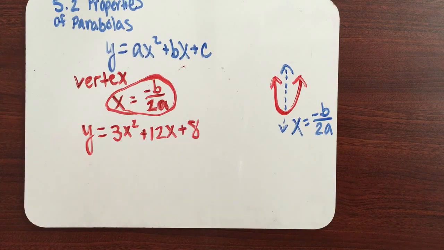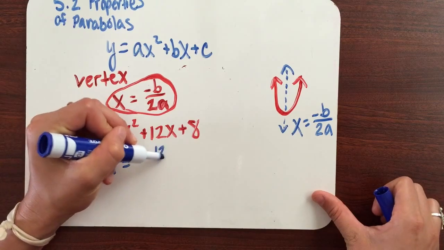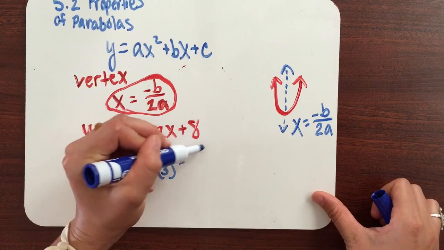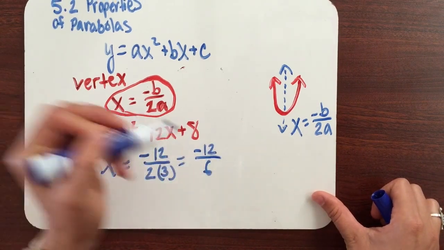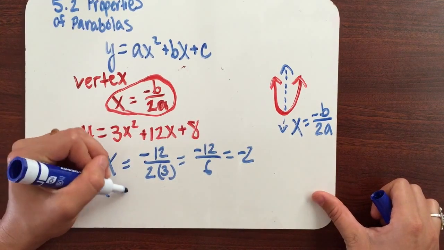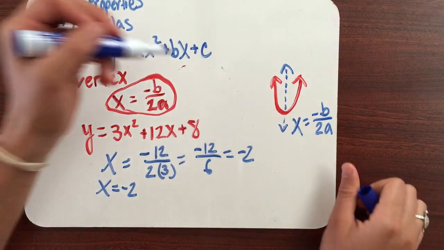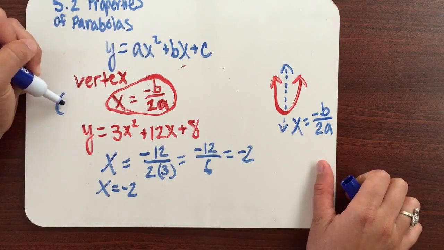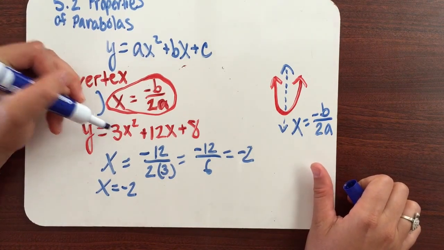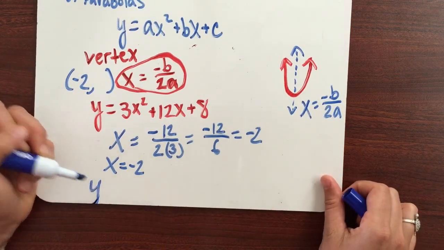Okay, so we're going to plug that in, and we're going to get x equals negative b, so negative 12, over 2 times a, 2 times 3. So we have a negative 12 over 2 times 3 is 6, and that's a negative 2. So we have x equals negative 2. That's going to be our axis of symmetry. And then in order to find the y-coordinate of the vertex, we're going to plug this x value into our equation. So to find the y, we're going to plug in x equals negative 2.